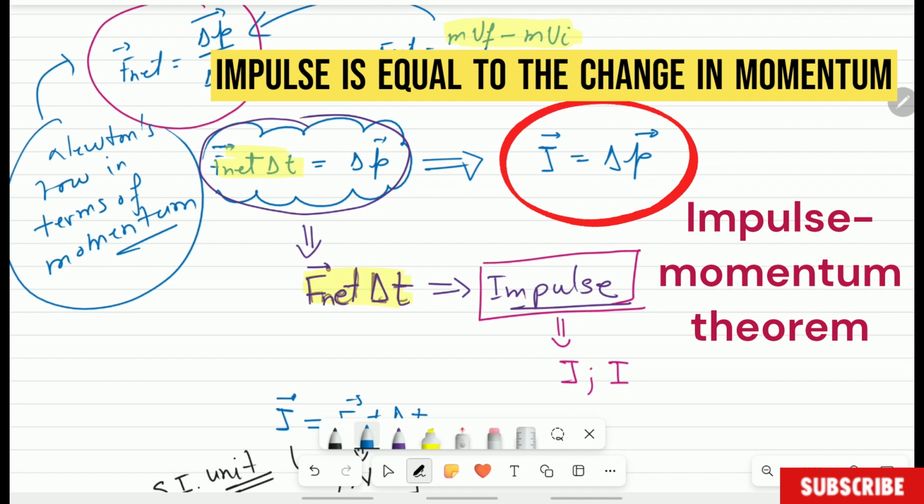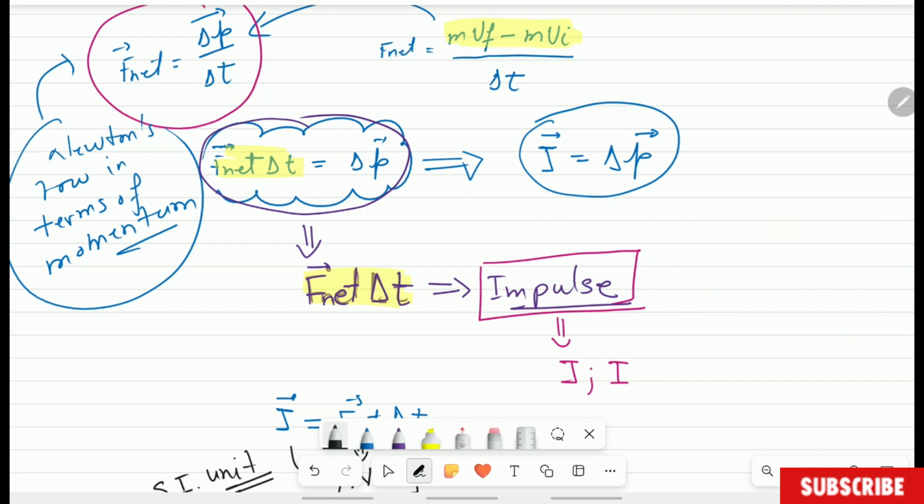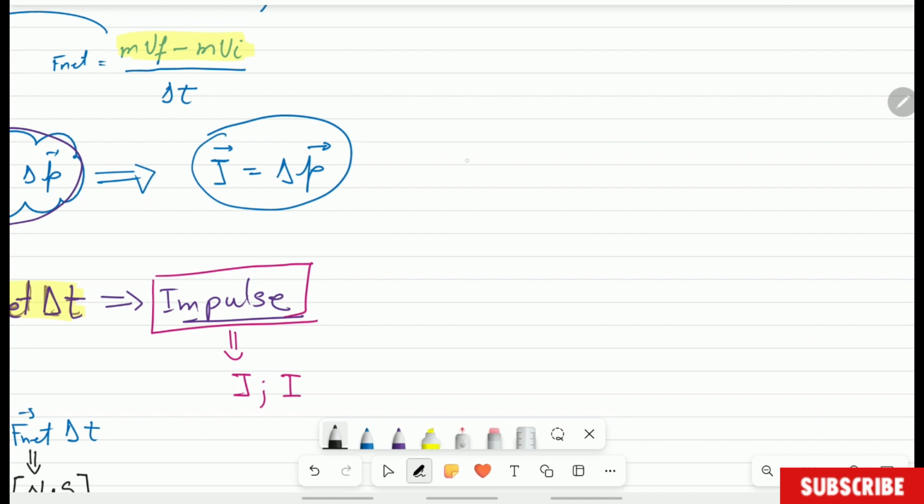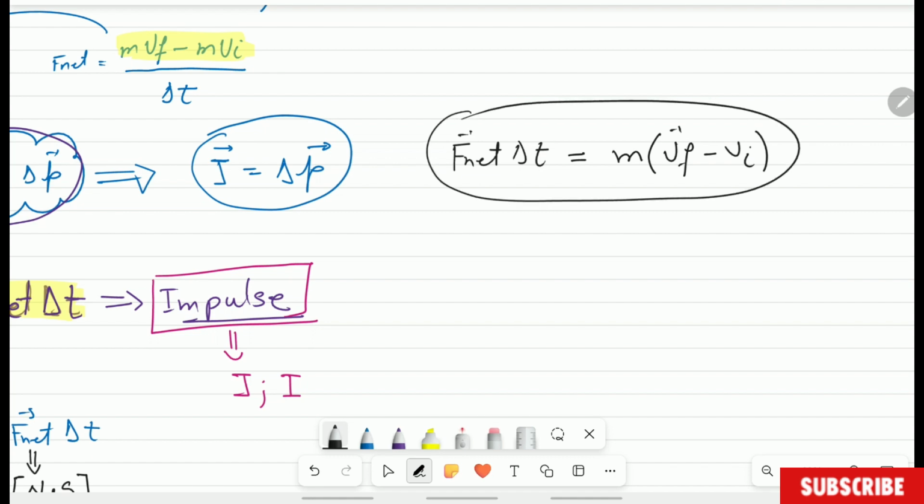Impulse momentum theorem. So what we have here? Impulse is equal to the change in momentum. This, very important, my lovely. Very, very important. So now from here, if you want, you can work with that theorem. We can say that impulse, but what is impulse? F net multiplied by time is equal to change in momentum. How do you calculate the change in momentum? Mass, bracket, final velocity minus initial velocity.